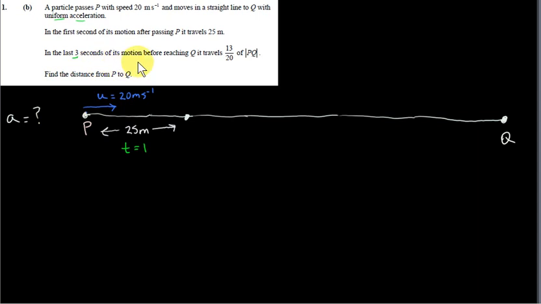In the last 3 seconds of its motion before reaching Q, it travels 13/20ths of the distance from P to Q. So let's just say that the distance from this point to Q is the distance covered in the last 3 seconds of the particle's motion. And that distance is 13/20ths of PQ. It's more than half the distance from point P to point Q.